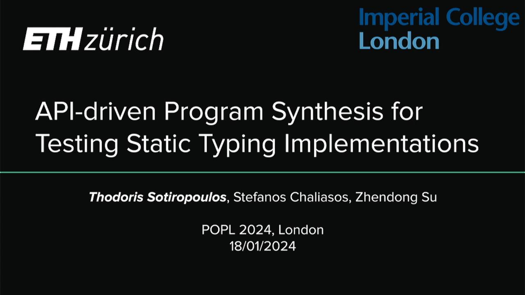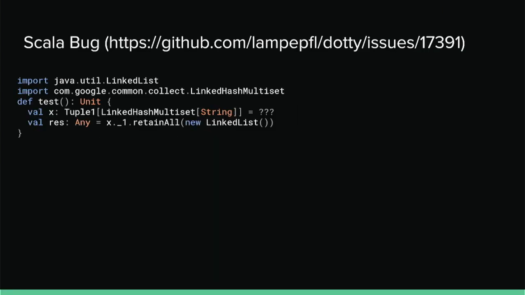Finding bugs in type checkers is an important problem because a type checker is the component in the compiler that ensures whether the input program is correct. Let's see some motivating examples.